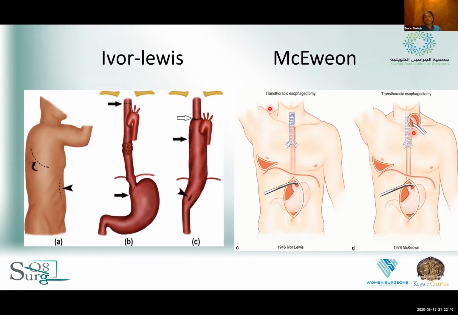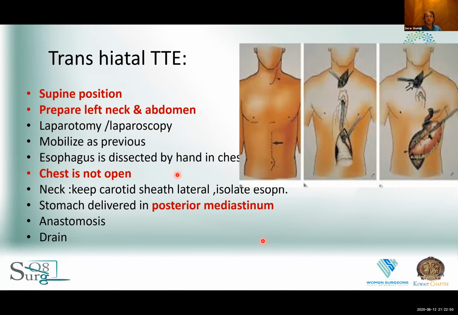This is the McKeown technique. The other type of esophagectomy is called transhiatal. More or less, the steps are the same, but in transhiatal, we don't open the chest. The chest is not going to be opened, and the stomach conduit is delivered through the hiatus to the neck, where the anastomosis occurs.